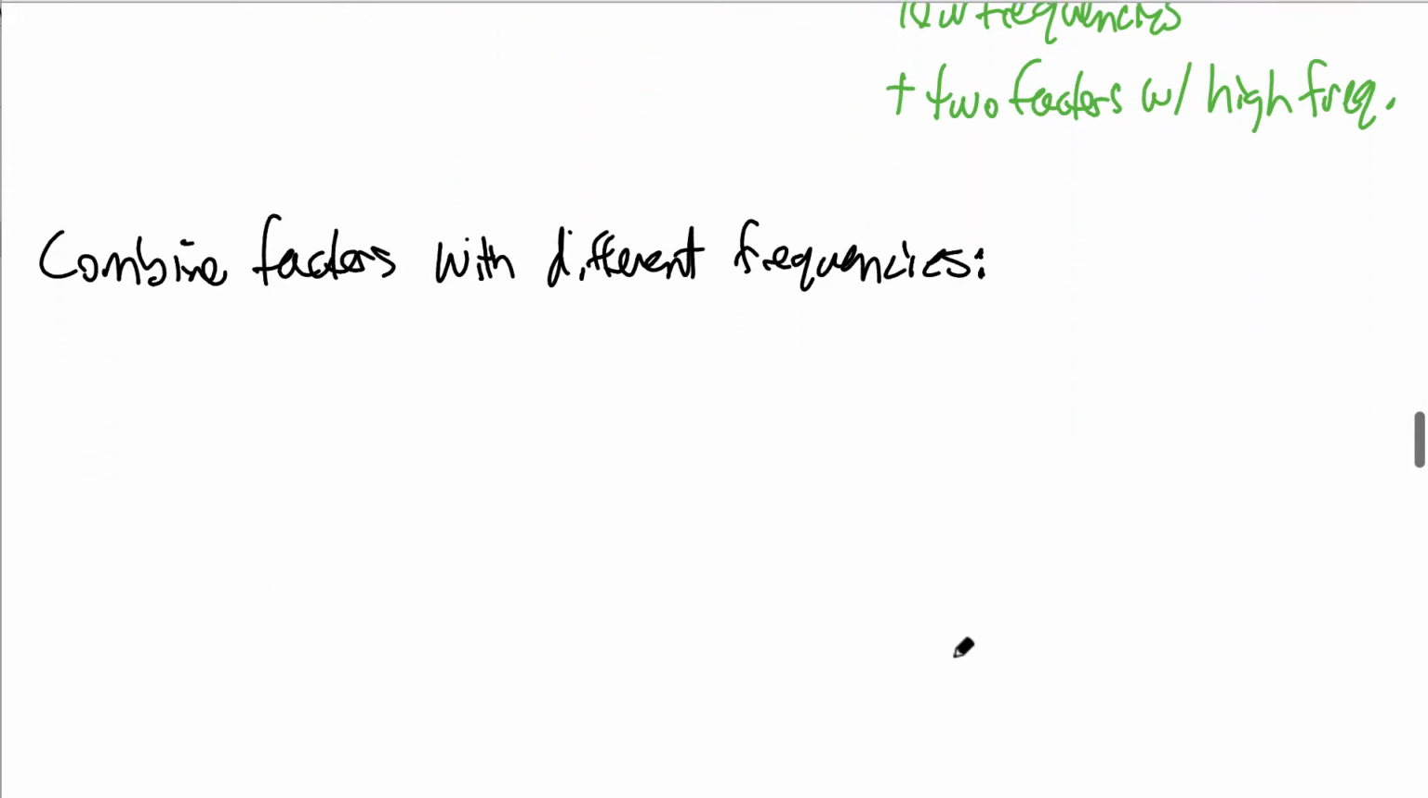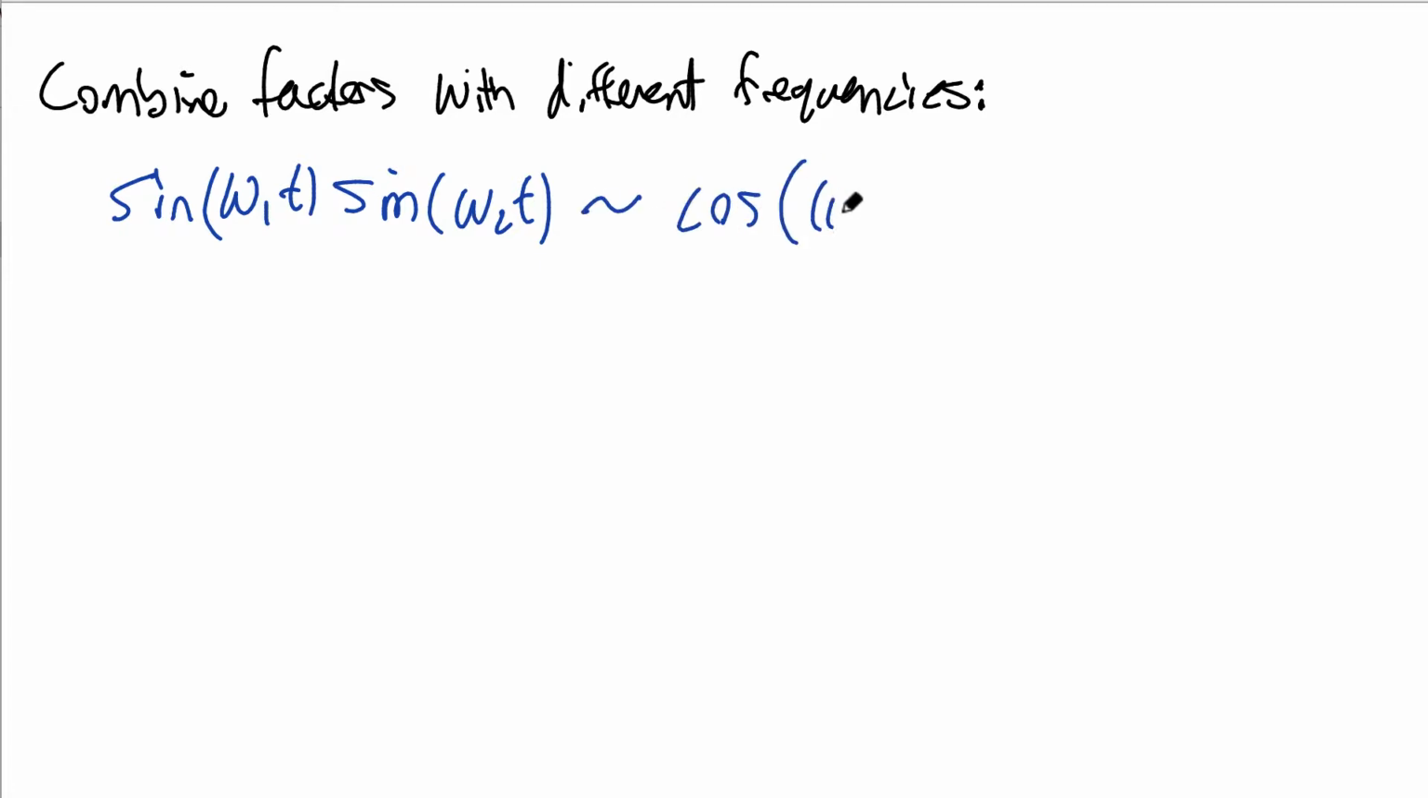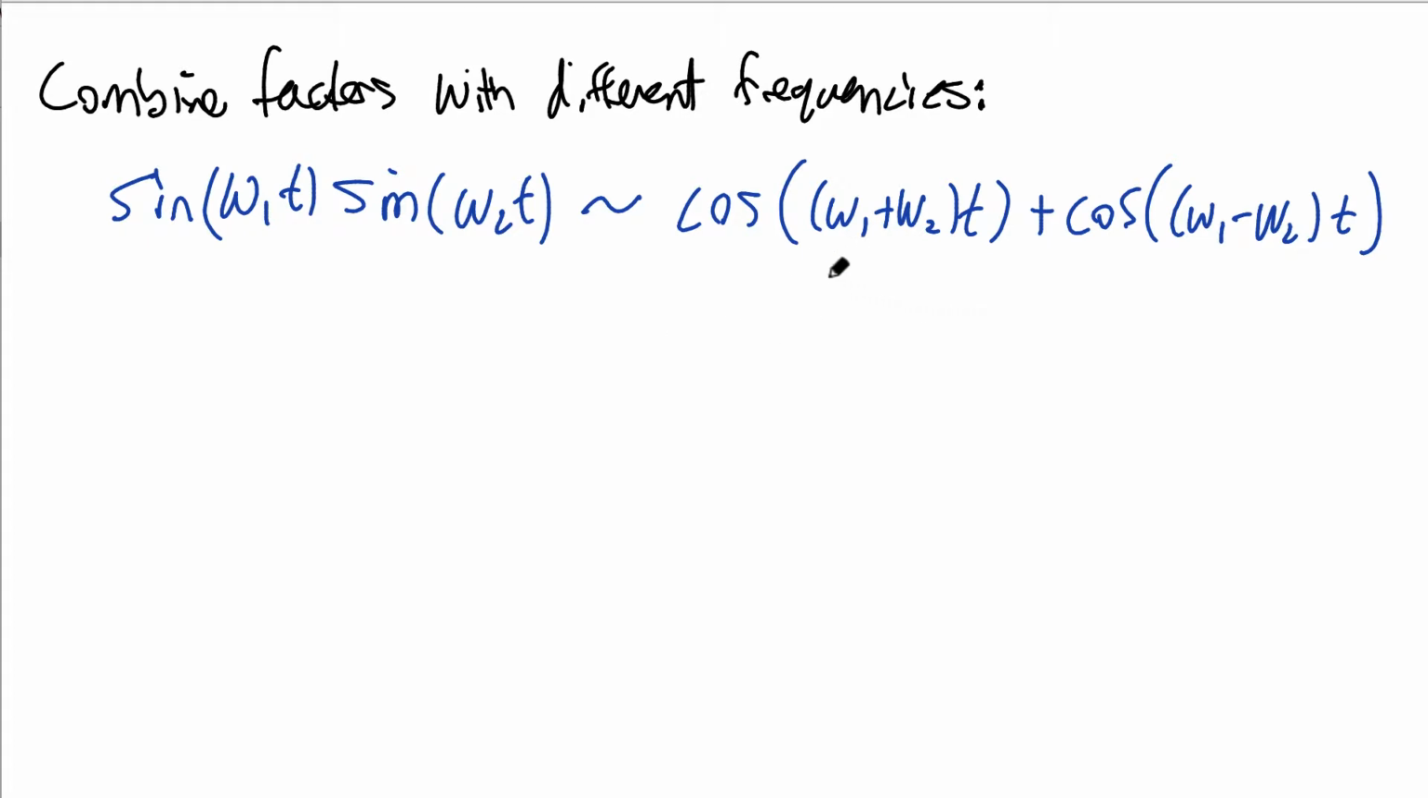Well, let's just take a look at a simple example. Consider the product of two sine functions with different frequencies, omega 1 and omega 2. This is proportional to cosine of omega 1 plus omega 2 times t plus cosine of omega 1 minus omega 2 times t. So this nonlinear combination gives us two terms, one with frequency omega 1 plus omega 2, the other with frequency omega 1 minus omega 2.